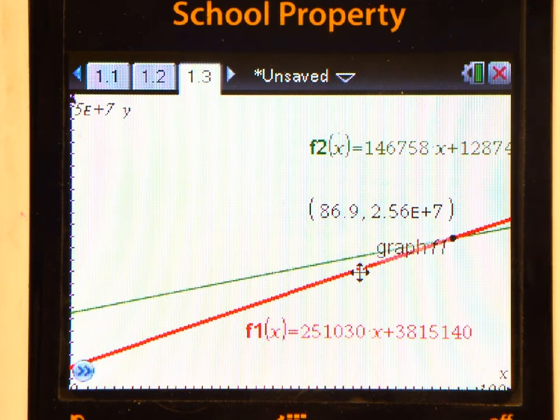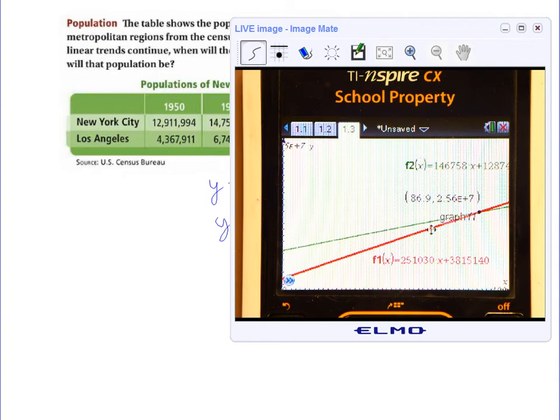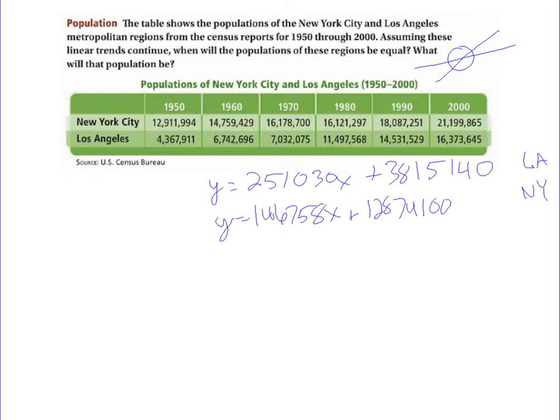So go back to the notes. And I need my pen. What was my ordered pair? 86.9, comma, was it 2.56? So 256, but it was times 10 to the 7th. So that decimal was there. I move it over 1, 2, 3, 4, 5, 6, 7.